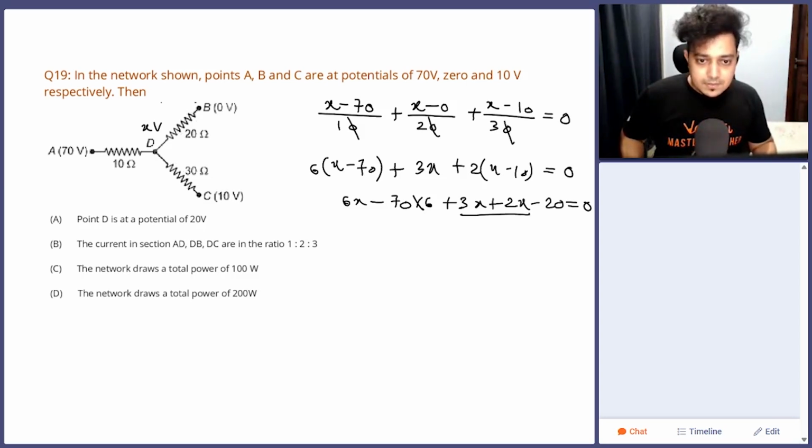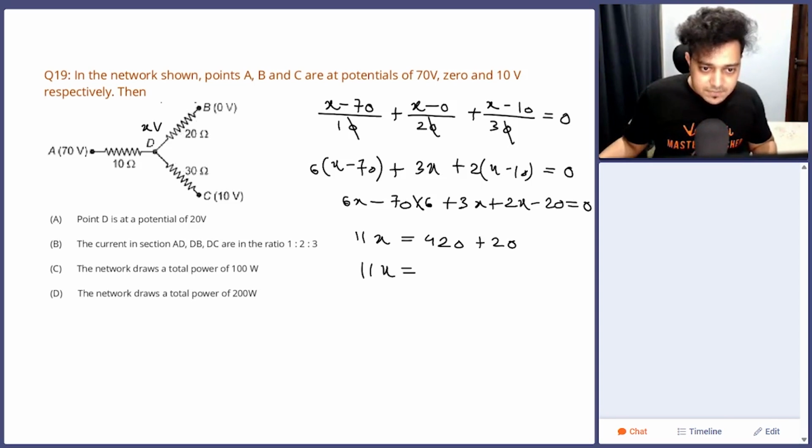So we have 5x and this is 6x. That will become 11x equal to, this minus will become plus and this will be plus. Shift it on the other side. So this gives us 440. That means x is equal to 40 volt.